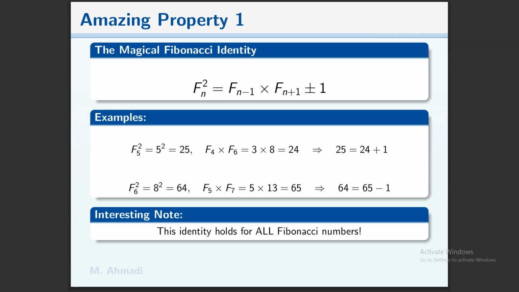Also for the sixth term, F6 squared equals 8 squared, which equals 64. And F5 times F7 equals 5 times 13, which equals 65. And we know that 64 equals 65 minus 1. The identity holds for all Fibonacci numbers.